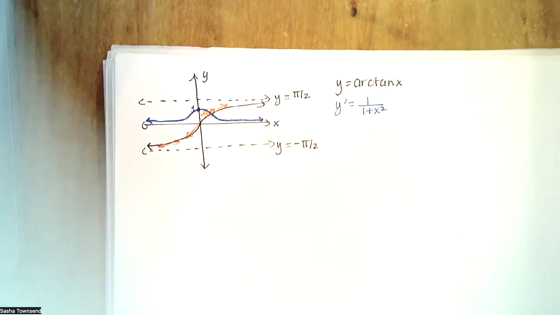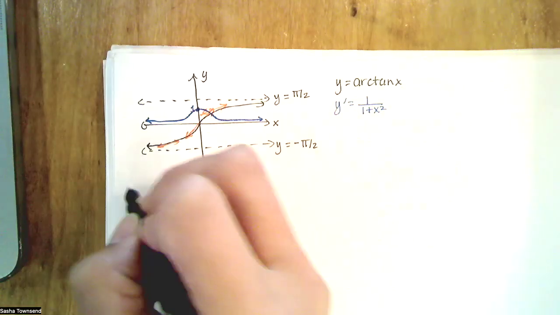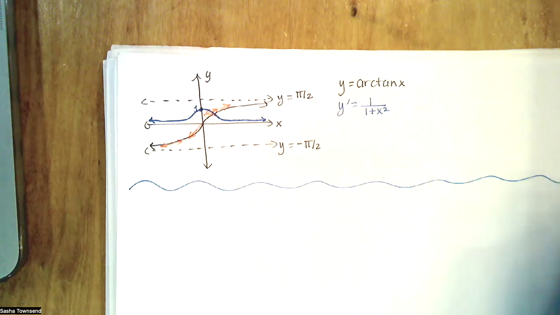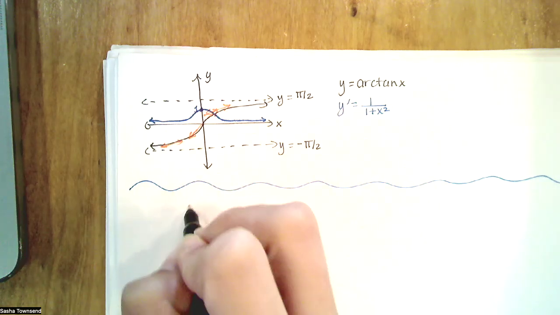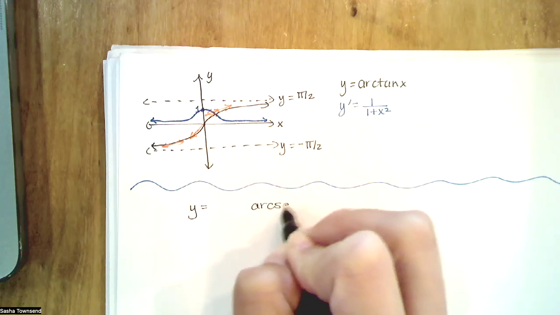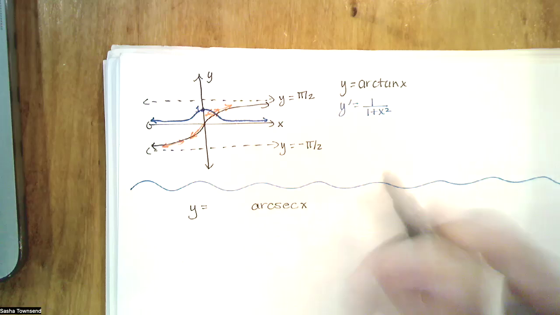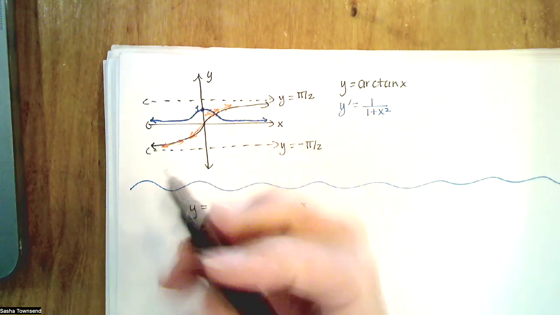All right, so that's our arctangent derivative, and arcsecant is very similar. We're going to do the last one. So we don't know the derivative of arcsecant, but we know the derivative of secant. So we can use that to find the derivative of secant, or excuse me, arcsecant.